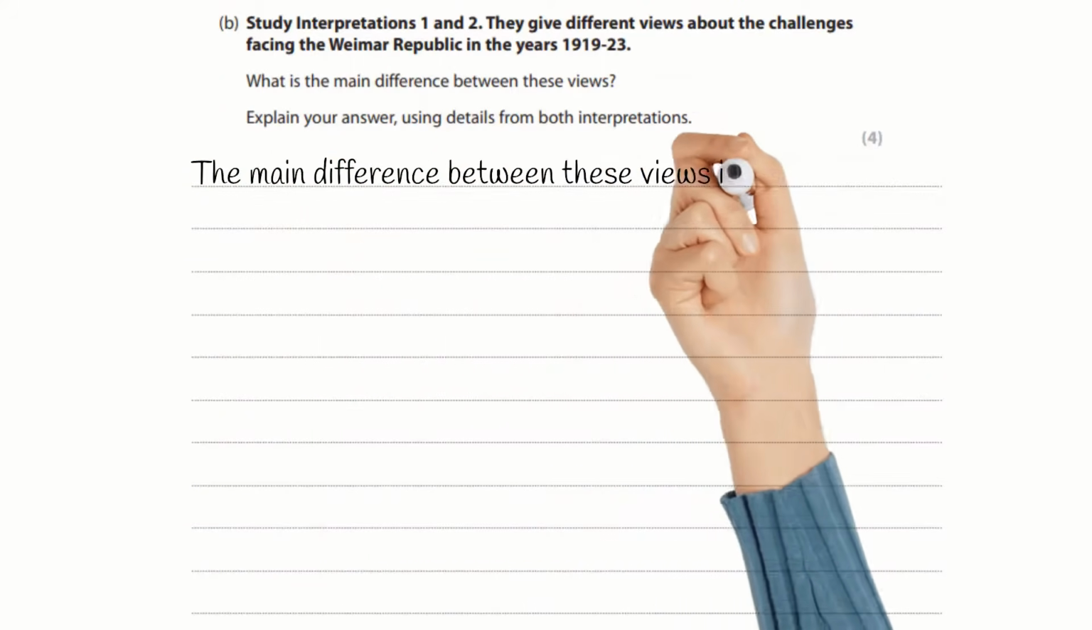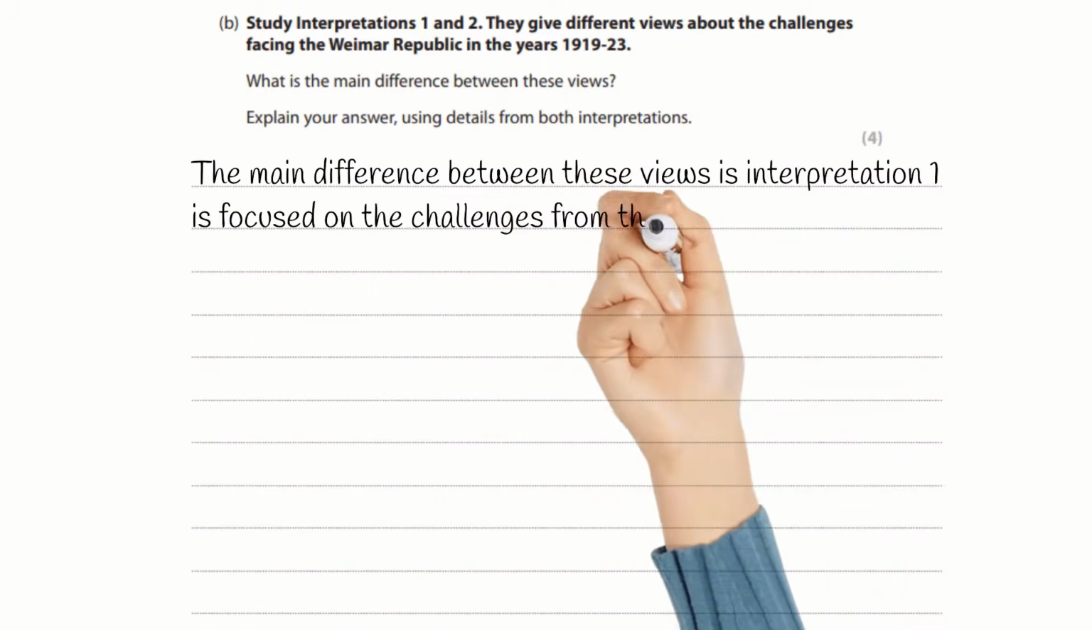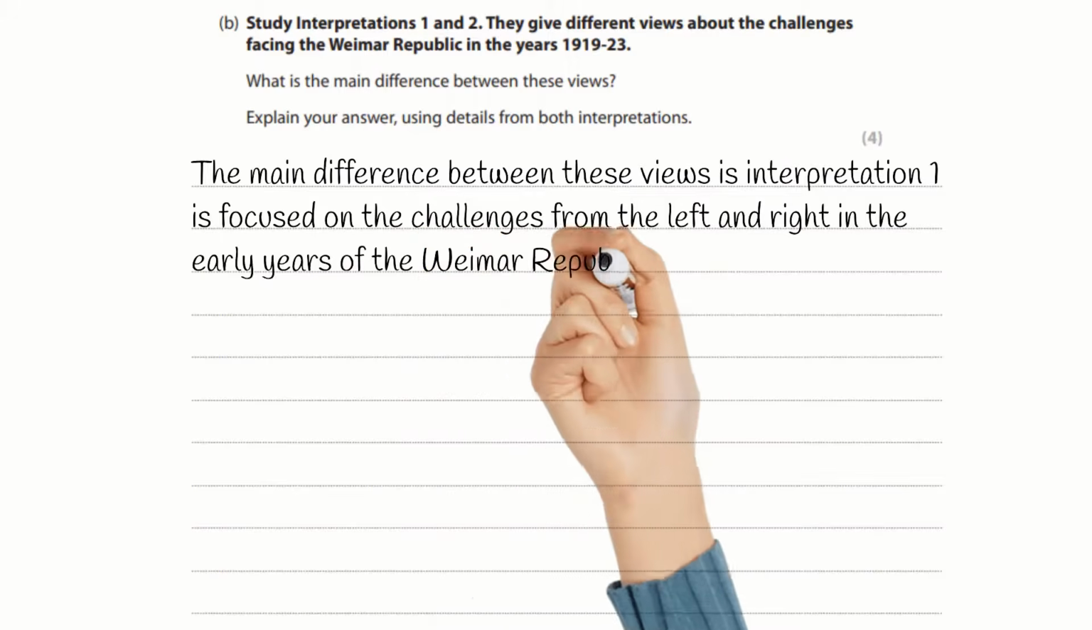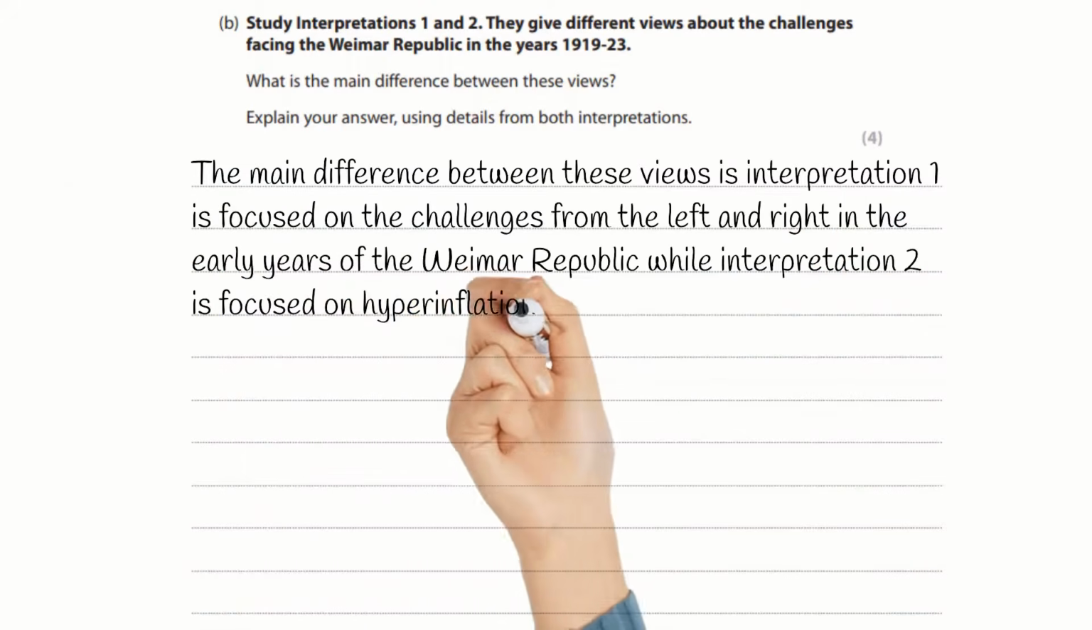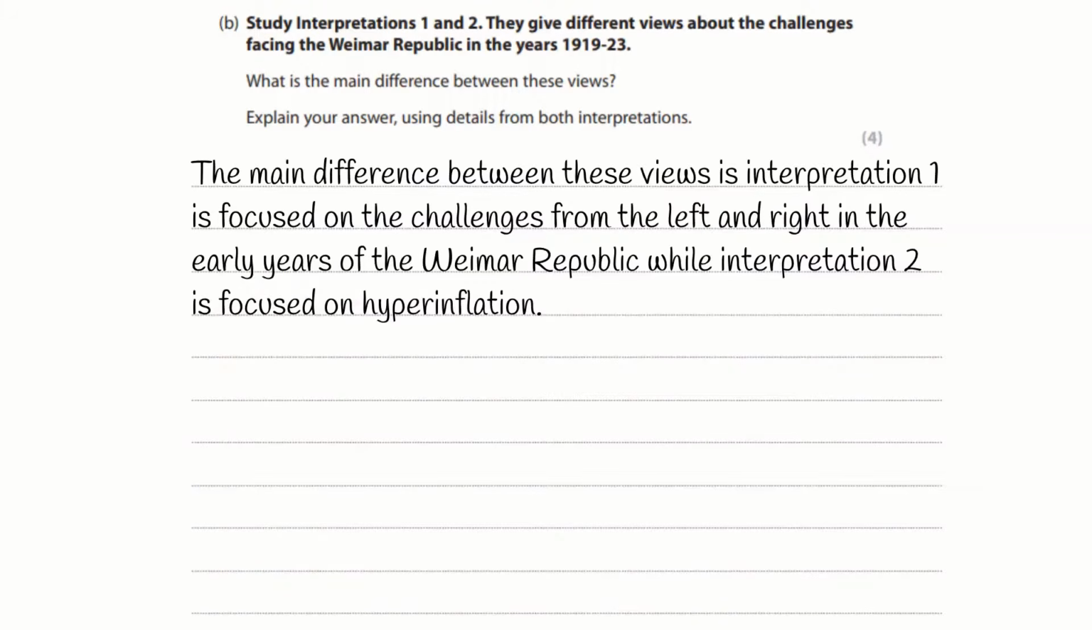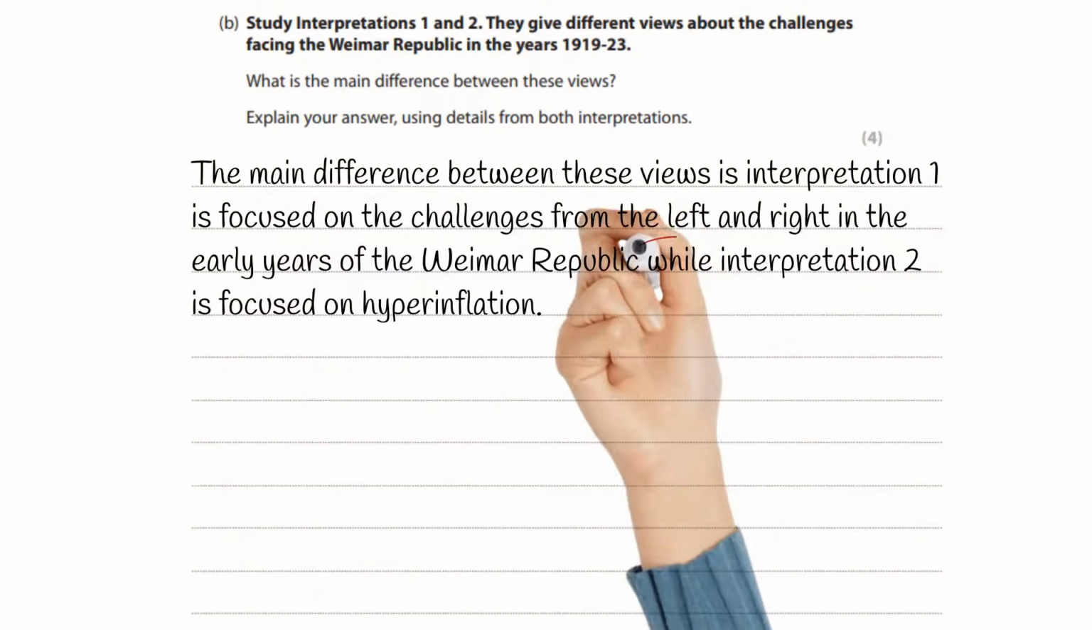I've written, the main difference between these views is interpretation 1 is focused on the challenges from the left and right in the early years of the Weimar Republic, while interpretation 2 is focused on hyperinflation. Note that I am showing a clear contrast here.